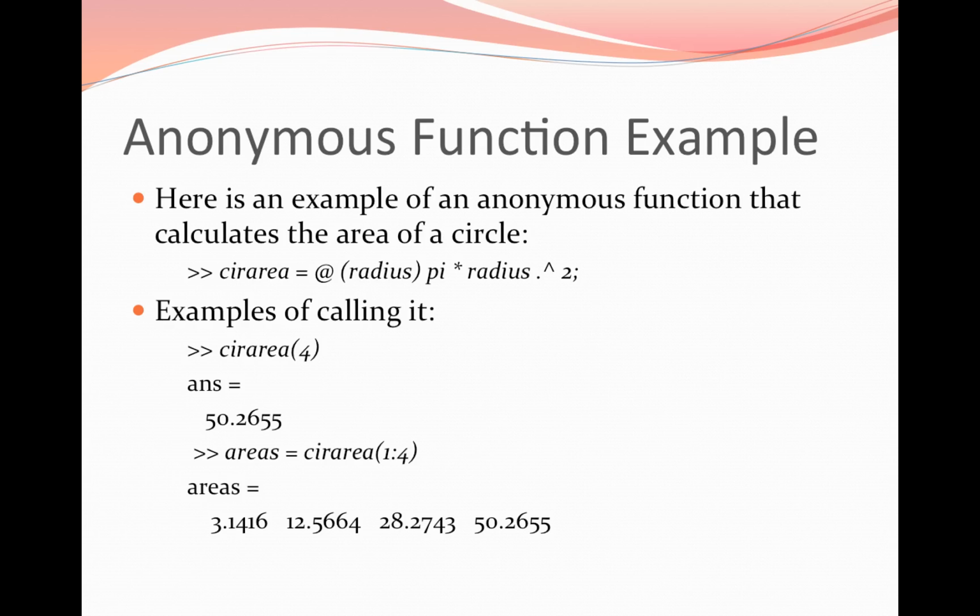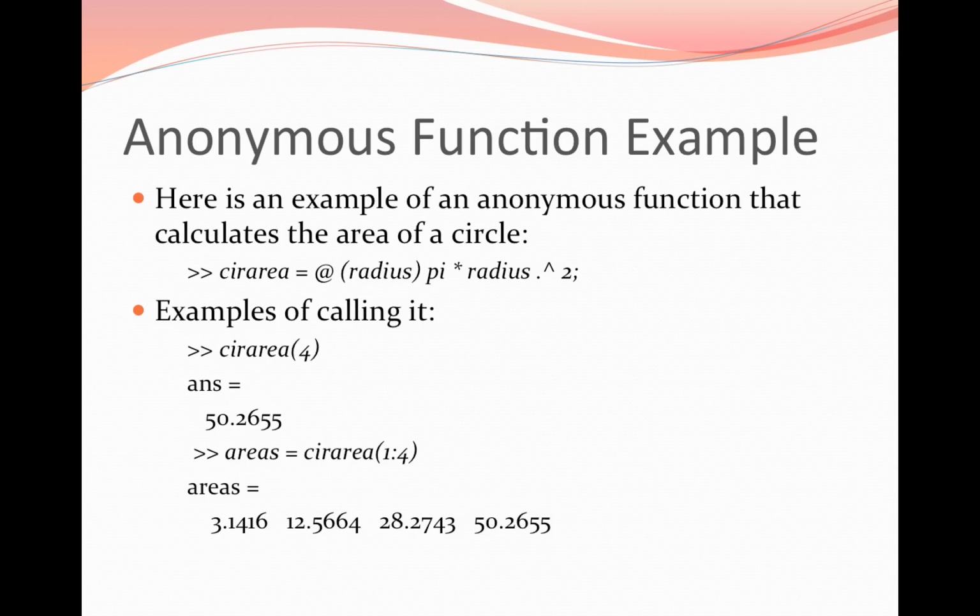Here's an example of an anonymous function that calculates the area of a circle. So cir area is the name of my function handle variable. It stores the function handle, which the @ symbol returns. There's one argument that we pass, which is the radius of the circle. And the body of the function is to calculate the area as pi times the radius squared. So that creates my function handle variable cir area.